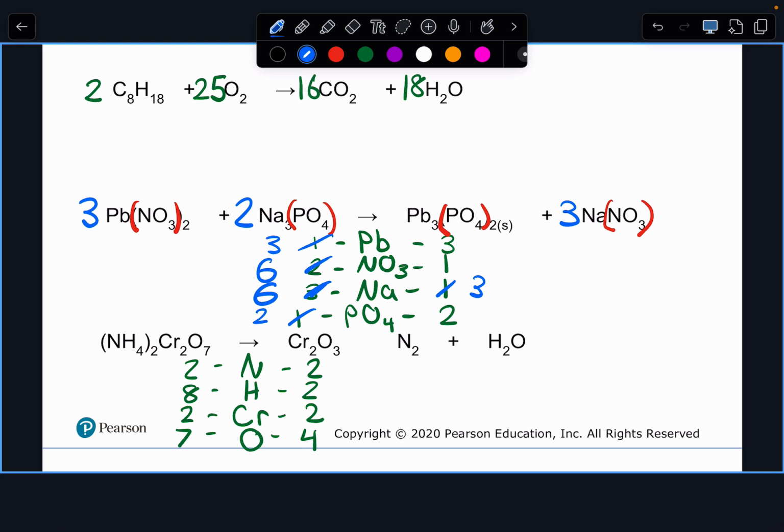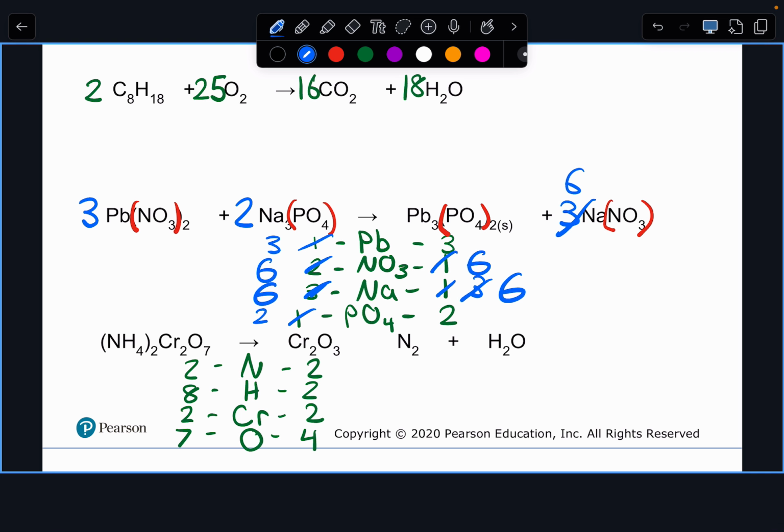Not how many more do I need, but how many do I need total. So I need to have 6 sodiums and 6 nitrates. Because they're in this compound, 1 of each, I'm just going to change that number to a 6. And that will give me 6 sodiums and 6 nitrates. And I said something there that I think is probably useful. Don't think always about how many more do I need.